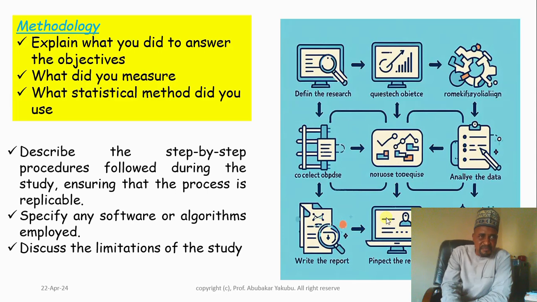2. The methodology. Explain what you did to answer the objectives. Remember, you've stated some objectives, 1, 2, 3 objectives. What did you do to answer the objectives? Or what will you do to answer the objectives is the methodology. So what did you measure? What statistical method did you use? Describe the step-by-step procedures followed during the study, ensuring that the process is replicable. That is the most important part.